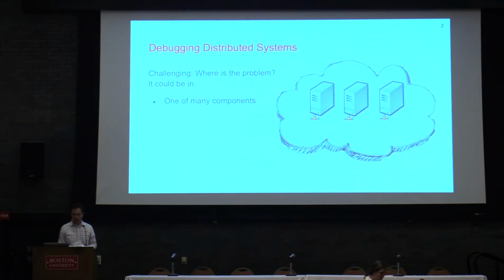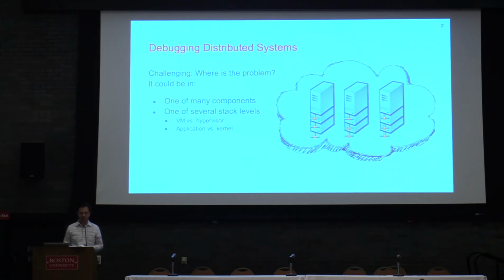Debugging distributed systems is very challenging because of the difficulty of knowing where the problem is coming from. It could be in one of the many components that comprise the system. It could be in one of the several stack levels that the components are hosted on, like the virtual machine, or the hypervisor, or the kernel. And it could also just be an emergent behavior that arises from these intercomponent relations, that only happens when you put everything together and run it and scale.